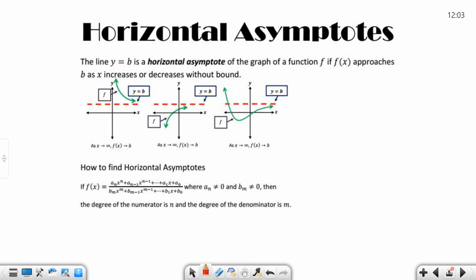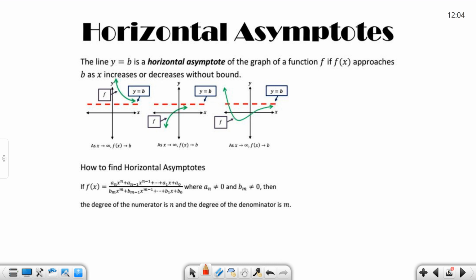So how do you find horizontal asymptotes? Now this looks hideous, but we're going to go over exactly what you're going to see in just about every math book you will ever encounter in your life, and then I'm going to tell you how I remember them. If f of x equals a sub n x to the n plus a sub n minus 1 x to the n minus 1, this is just basically in descending order. A sub n is the coefficient of the highest power, or the leading coefficient. That's important, leading coefficient, all the way down to a1 x to the first, and then plus a0.